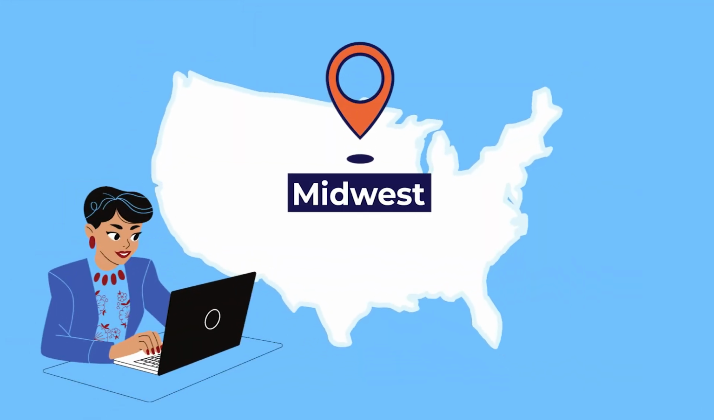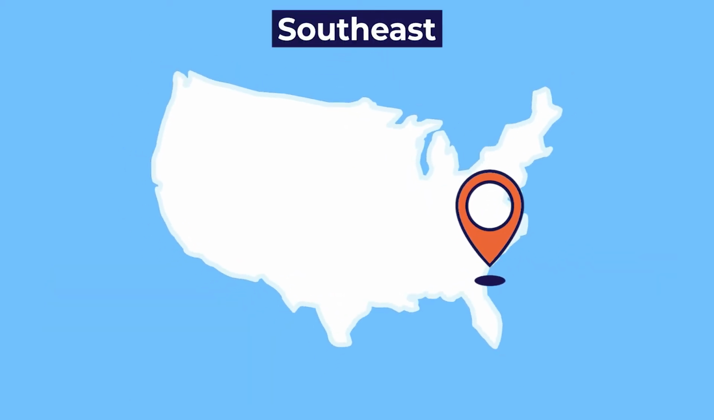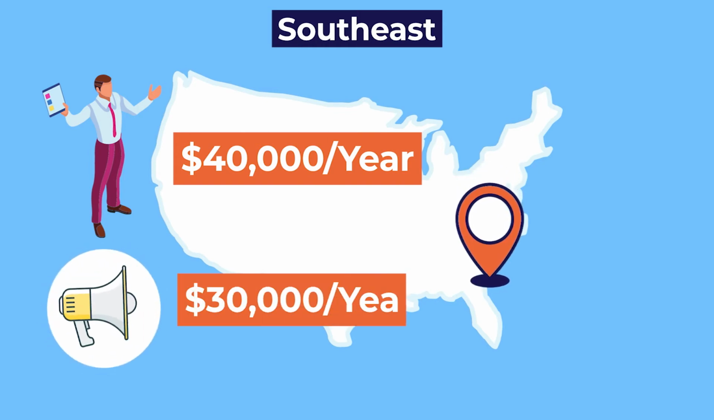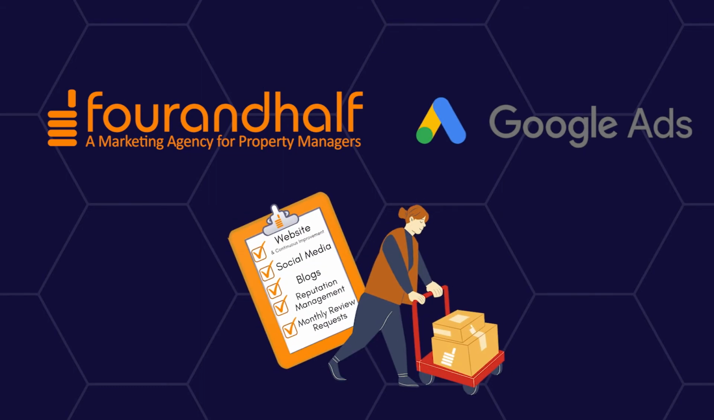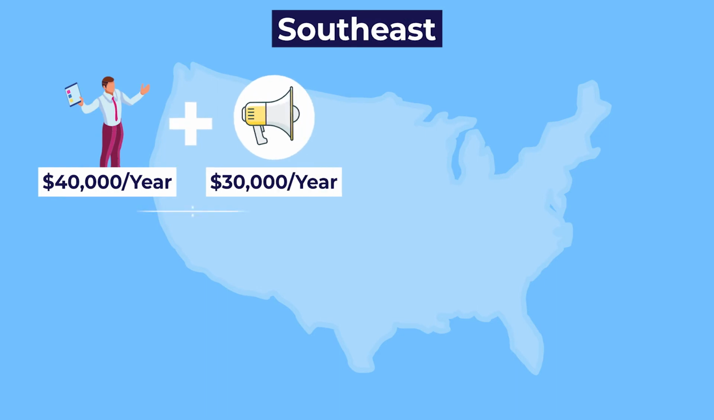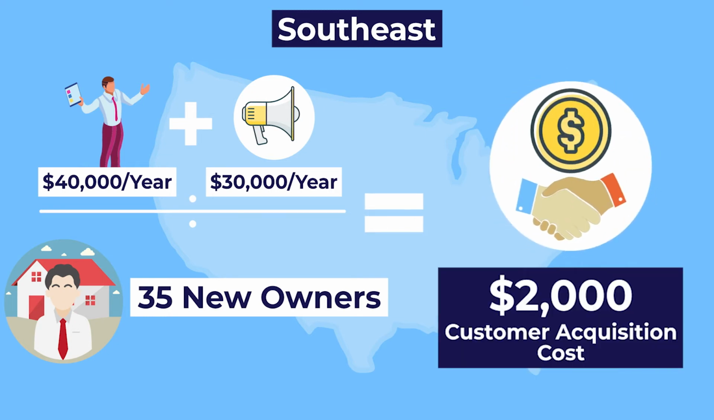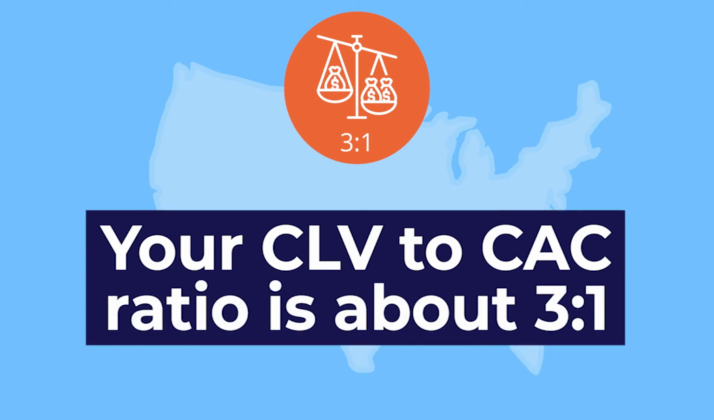Now let's take a look at what the CAC might be for the Midwest and the Southeast. For our Southeast example, let's say your salesperson makes $40,000 a year and your marketing expenses are about $30,000. Enough for a 4.5 scale package, as well as a decent Google Ads budget. Add those two numbers together and divide by the 35 doors you acquired last year, and that'll give you a CAC of $2,000. With a CLV of $7,560, your CLV to CAC ratio is about 3-to-1.